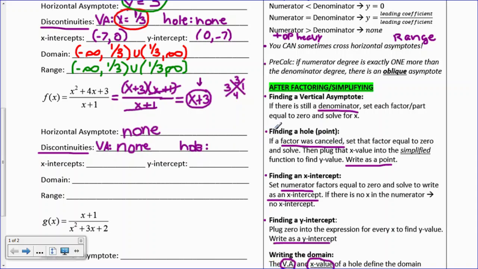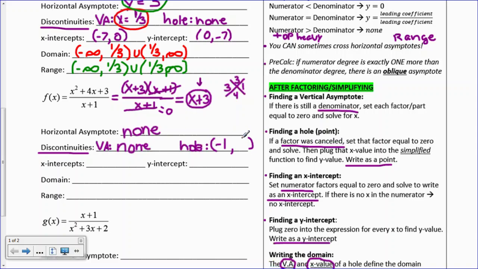Remember, you are going to have a hole if you were able to cancel something from your expression. Because we were able to cancel this factor right here, we are going to have a hole. And a hole is always a point. To find the x value, you take whatever you canceled and set that equal to 0. The factor that we canceled from the top and bottom was x plus 1. If you set x plus 1 equal to 0 and solve, then your x value is equal to -1. You have to subtract the 1 over, that's why it becomes negative. So for your hole, the x value is -1.